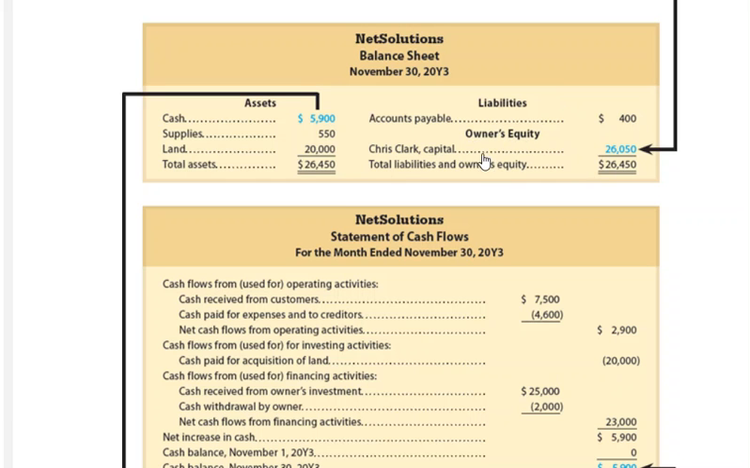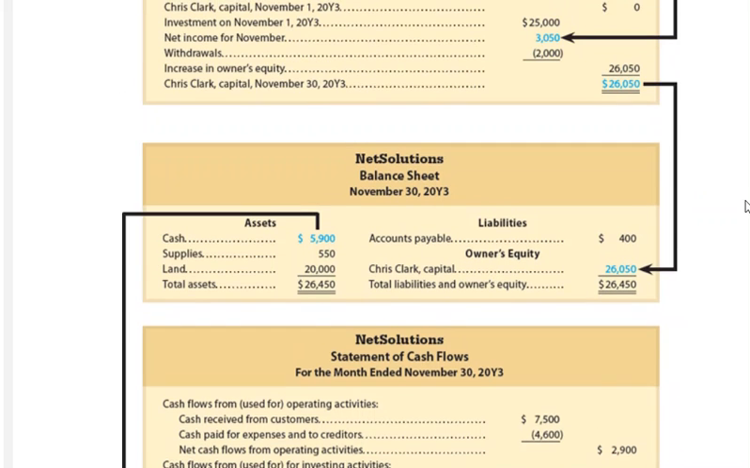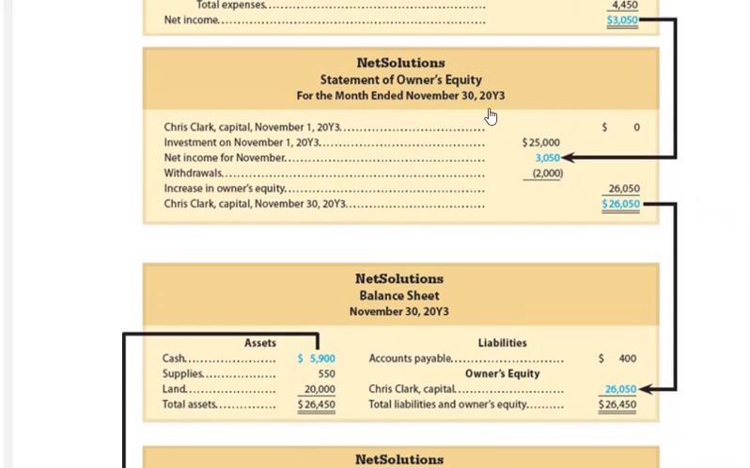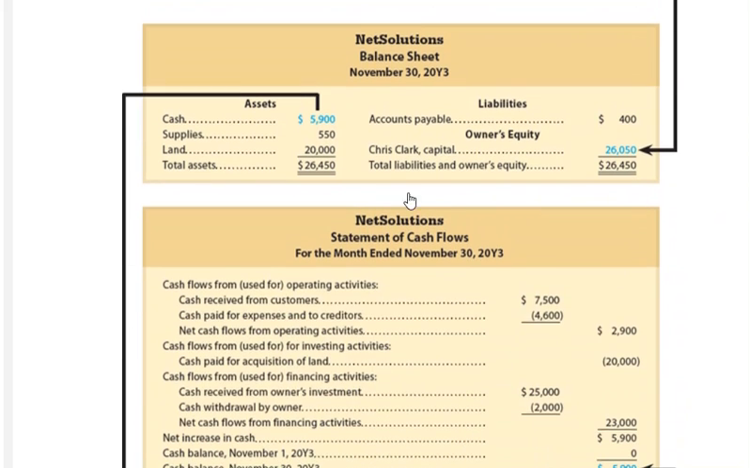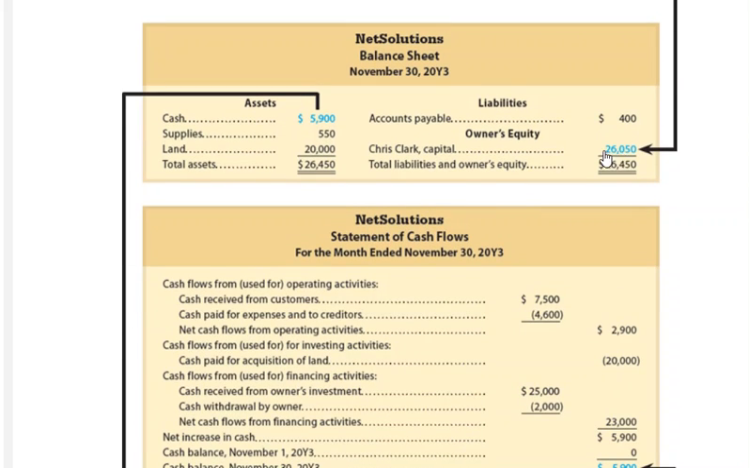Now, down here to equity, in this case, we just took the ending equity balance, the ending capital balance from the statement of equity, and we moved it down here into capital, and when we add liabilities and equity, we end up at $26,450, which is equal to our total assets.